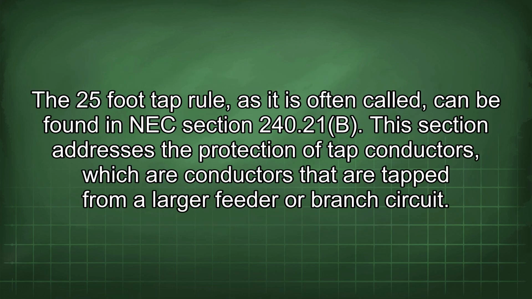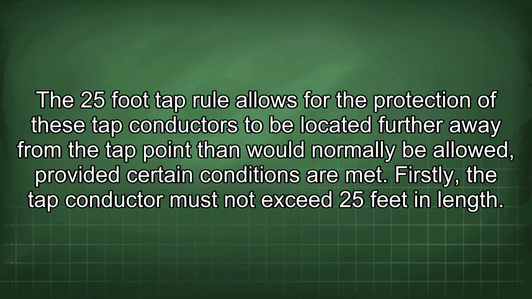The 25-foot tap rule, as it is often called, can be found in NEC section 240.21(B). This section addresses the protection of tap conductors, which are conductors that are tapped from a larger feeder or branch circuit. The 25-foot tap rule allows for the protection of these tap conductors to be located further away from the tap point than would normally be allowed, provided certain conditions are met.